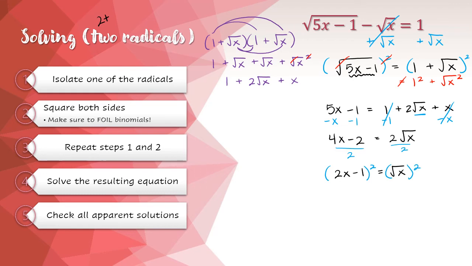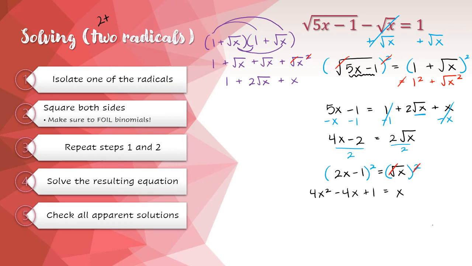So let's see, 2x minus 1 squared. Hopefully we're catching on that that's not the same thing as 2x squared minus 1 squared. We need to FOIL. And let's see, when we do FOIL, we'll get a 4x squared minus 4x plus 1. Plus 1, yeah. And that is equal to, okay, same thing's happening here, our square root and our squared undo each other, is equal to x. So we do end up with another quadratic.